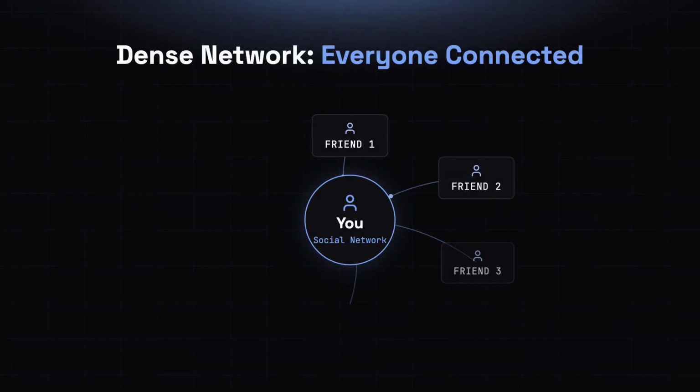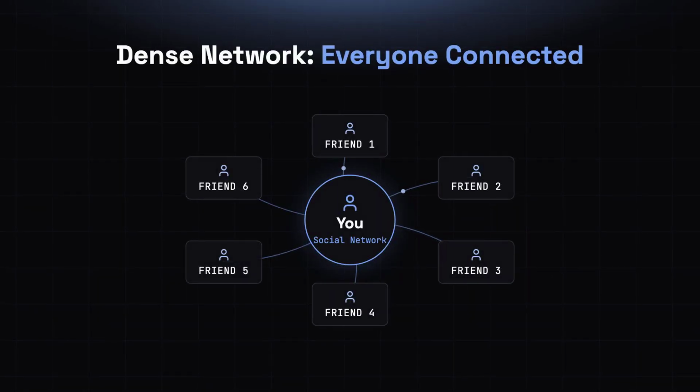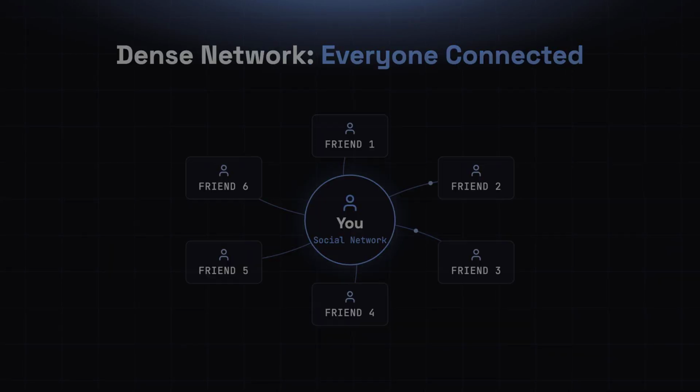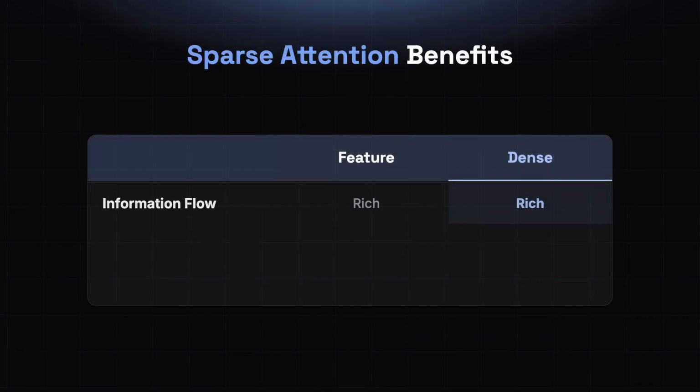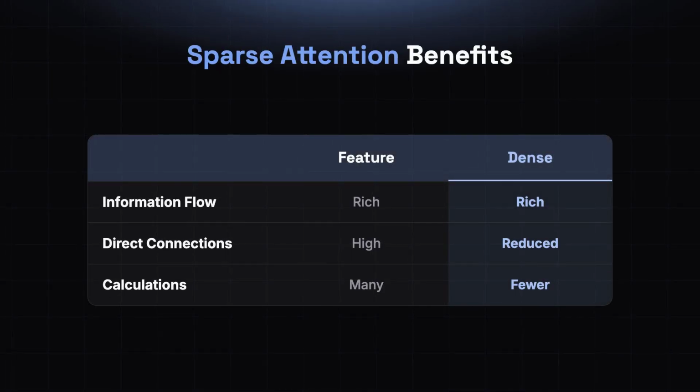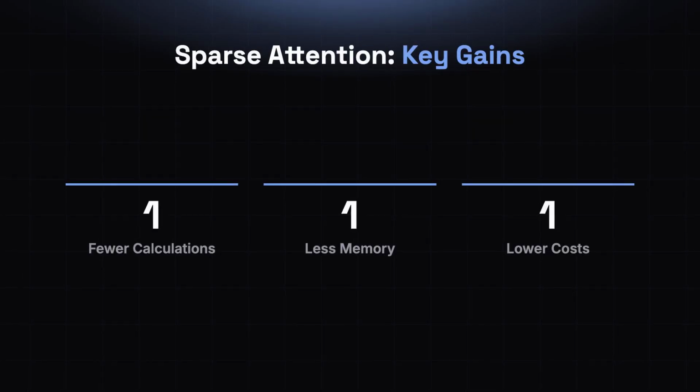Think of it like a social network. In a dense network, everyone is friends with everyone else, a huge number of connections. In a sparse network, people only connect with their closest friends, or perhaps friends of friends, or a few key influencers. The overall information flow can still be very rich, but the number of direct connections is dramatically reduced. For AI, this means fewer calculations, less memory, and ultimately lower costs.